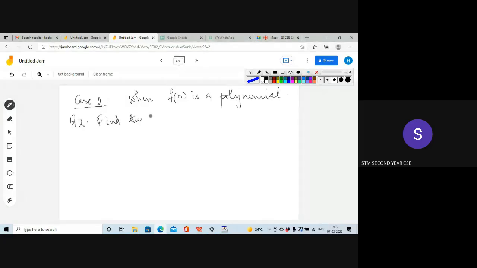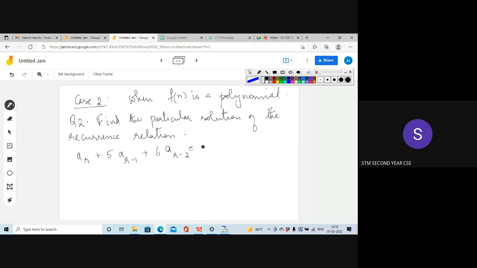Find the particular solution of the recurrence relation: a r plus 5 a r minus 1 plus 6 a r minus 2 is equal to 3r square minus 2r plus 1. So this is the question. This is the recurrence relation given.